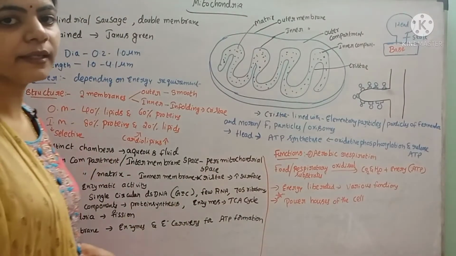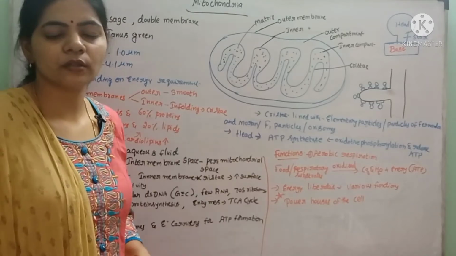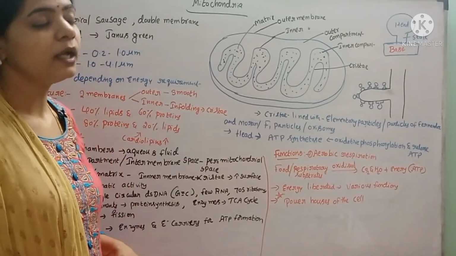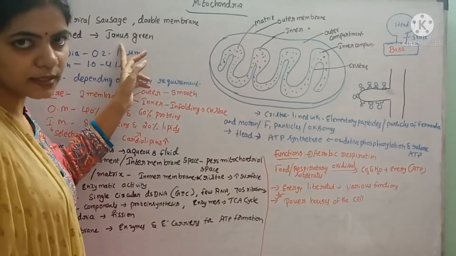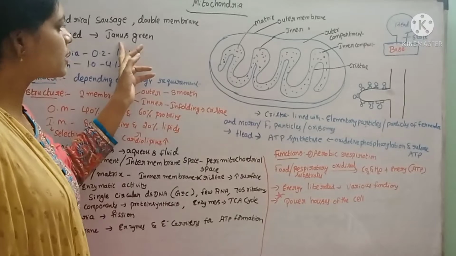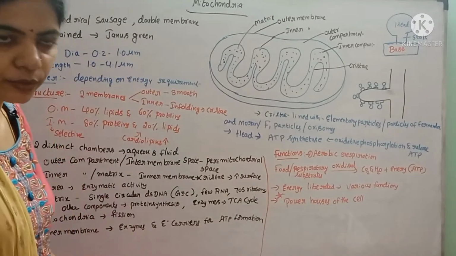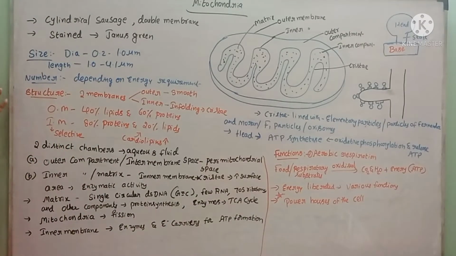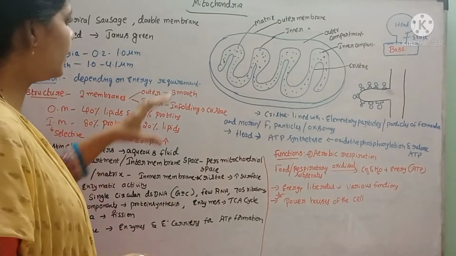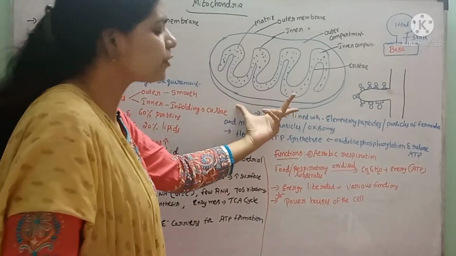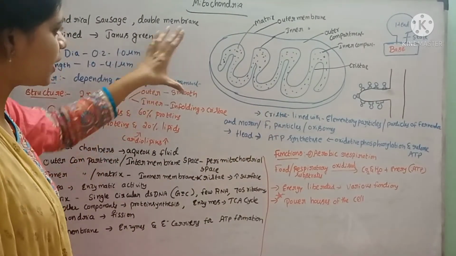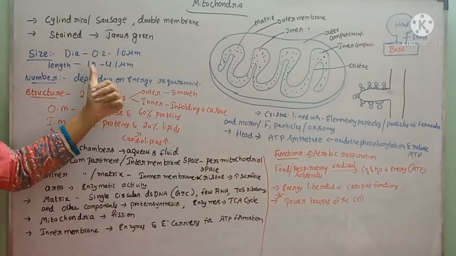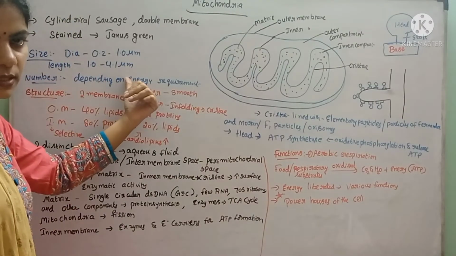And these mitochondria cannot be seen with a naked microscope. Hence without staining we can't see them. They can be stained with Janus green, so by using that staining only we are able to see them under the microscope. And the size of the mitochondria may vary. Here the diameter of the mitochondria is 0.2 to 1 micrometers, whereas the length is 1 to 4.1 micrometers.